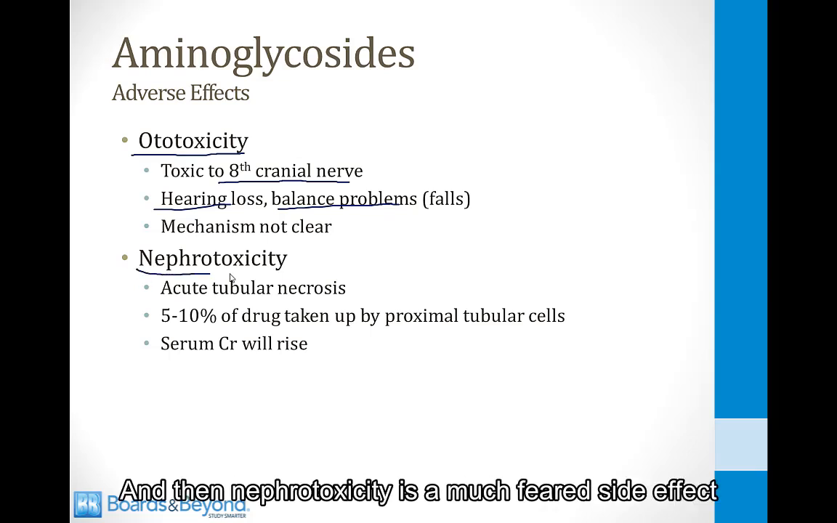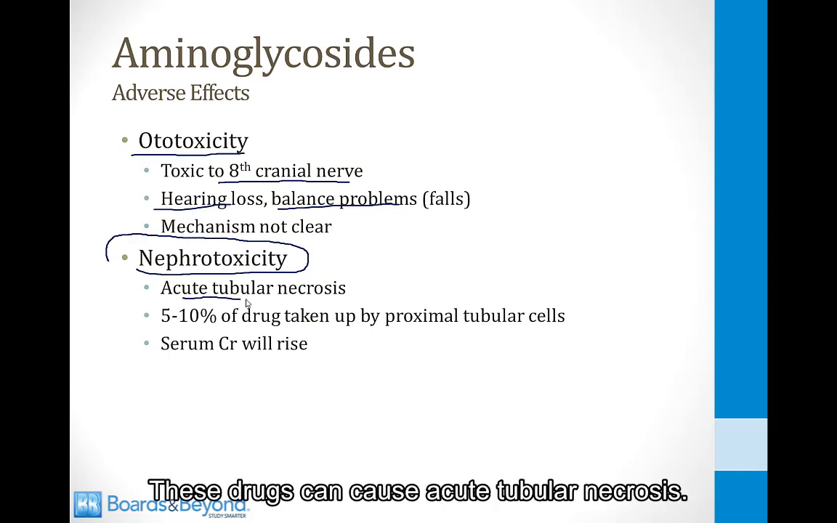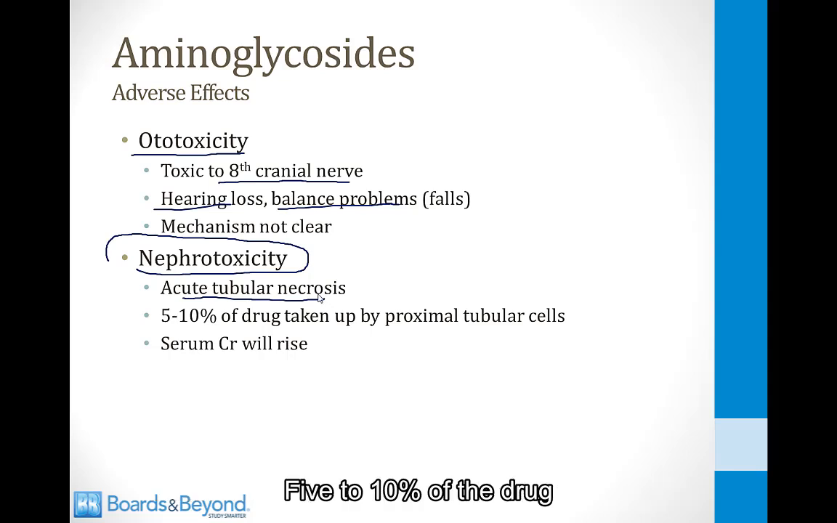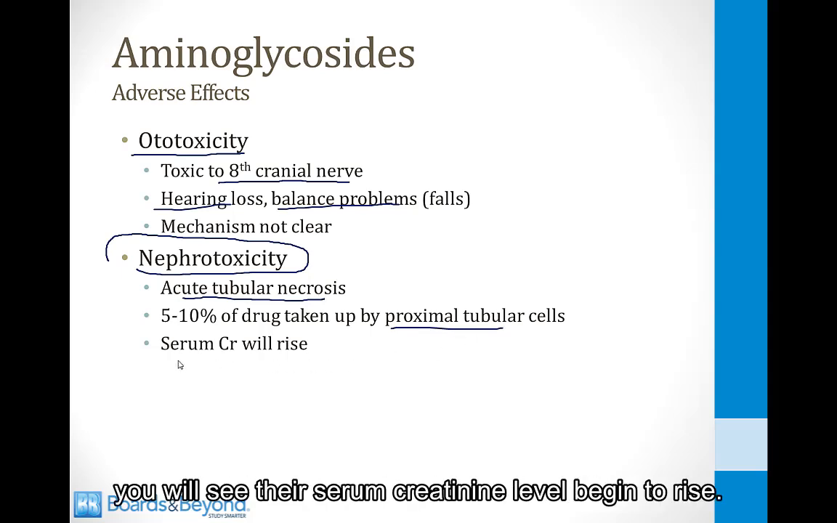And then nephrotoxicity is a much feared side effect of aminoglycosides. These drugs can cause acute tubular necrosis. 5 to 10% of the drug is taken up by cells in the proximal tubule. And if patients develop nephrotoxicity, you will see their serum creatinine level begin to rise.